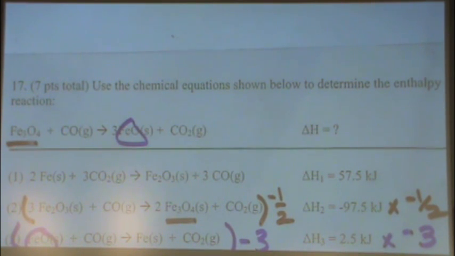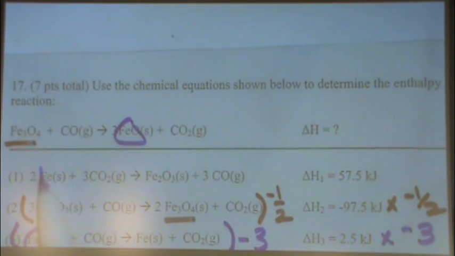What's a good intermediate to pick? Yeah, Fe. How do you know it is an intermediate? Yeah, it's not in the overall. Perfect. So Fe, and it appears only twice. That's ideal. And it's in the reaction I need a multiplier for. So it's good, good, good.